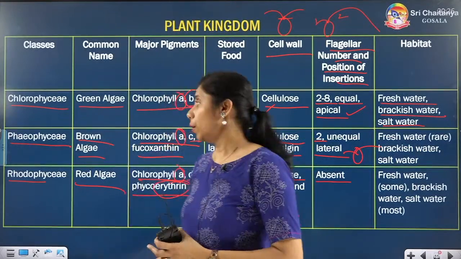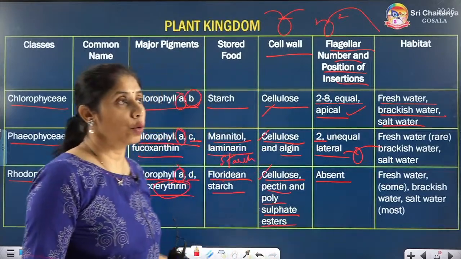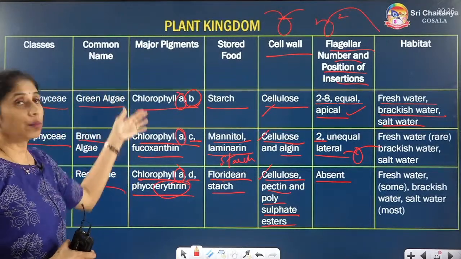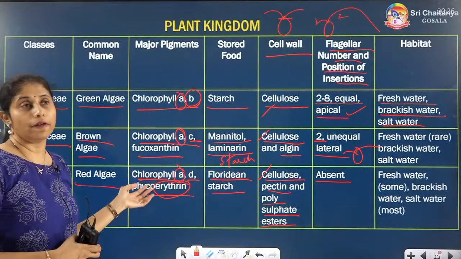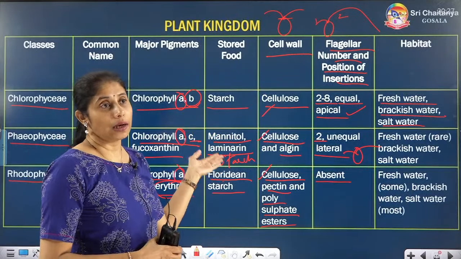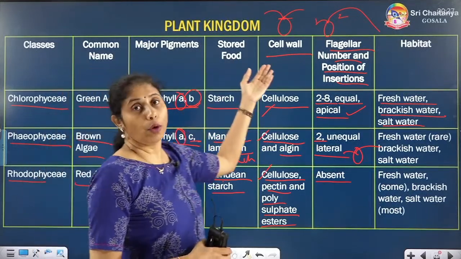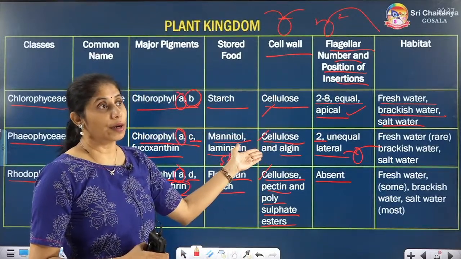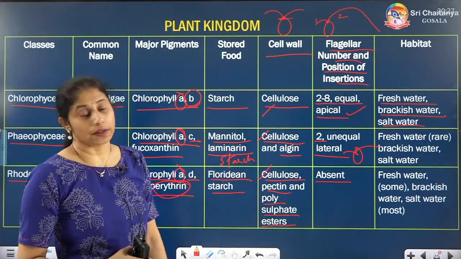Okay. This is a table indicating the types of pigments for all three types of algae: Chlorophyceae, Phaeophyceae and Rhodophyceae. Their pigments: chlorophyll A and B, chlorophyll A and C, fucoxanthin, A and D, and phycoerythrin. The reserve food materials: starch, laminarin and mannitol, and Floridian starch in case of red algae. Then the cell wall is made up of cellulose, and pectin will be there, but a little bit of algin is there. So here it is algin, here it is pectin and polysulfate esters.